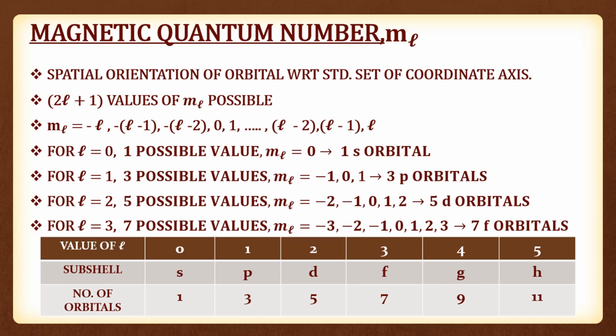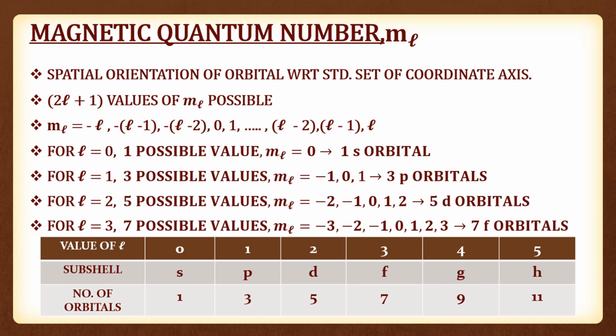For L is equal to 1, ML will be equal to minus 1, 0 and 1. So the ML values would be 2L plus 1, which is equal to 2 into 1 plus 1, which is 3 values of ML permitted, and that's why we have 3 p orbitals.